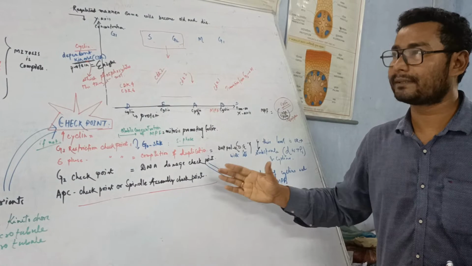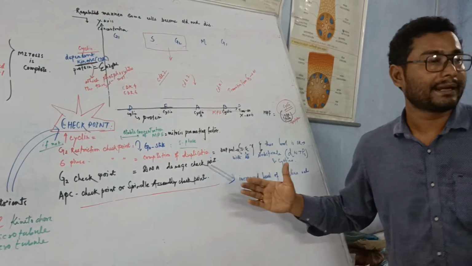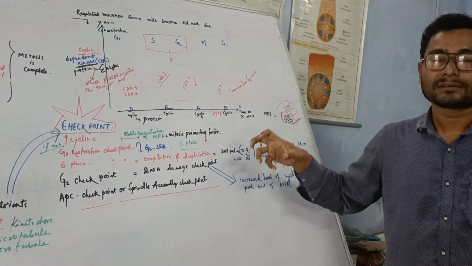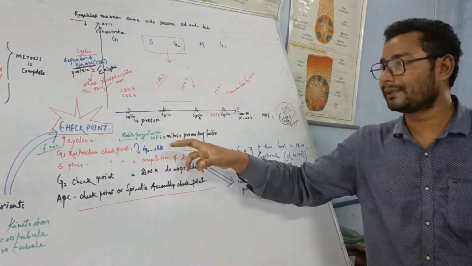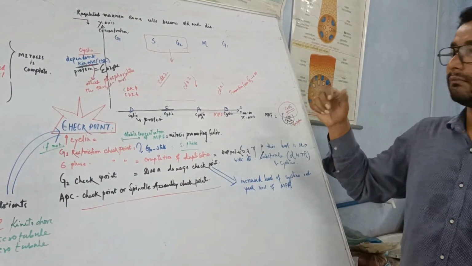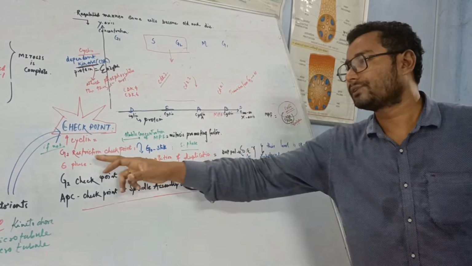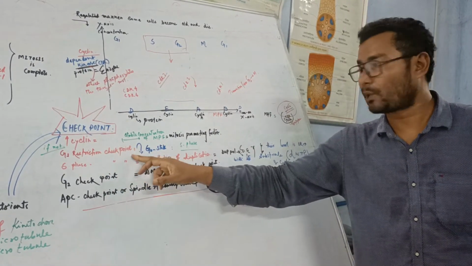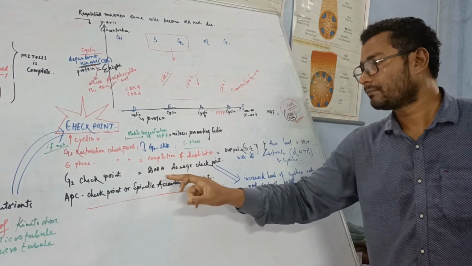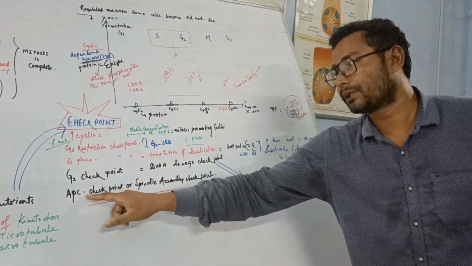During these three phases there is no error. For that, the cell has created a scrutinizing or surveillance system. This surveillance system is called a checkpoint. So let's discuss one by one, what are these checkpoints?